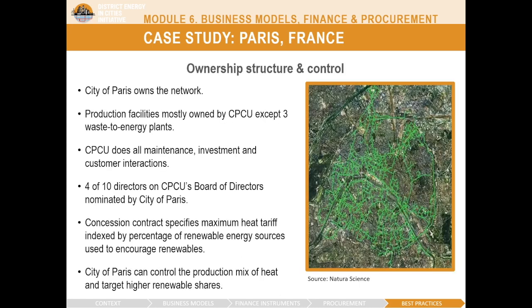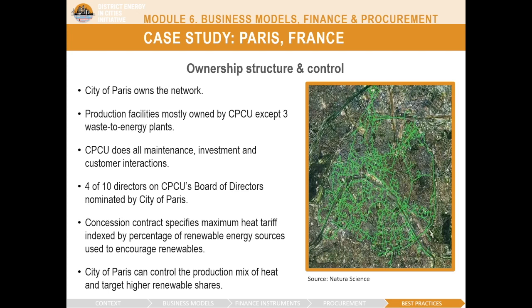Paris ownership structure and control. The City of Paris owns the district heating network. Production facilities are mostly owned by CPCU, except three waste-to-energy plants. CPCU does all maintenance, investment, and customer interactions.